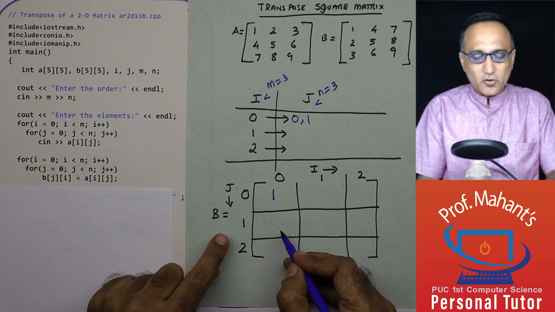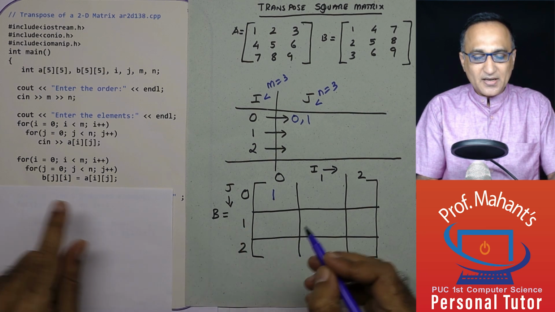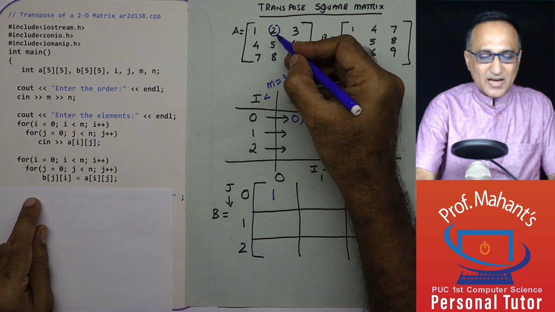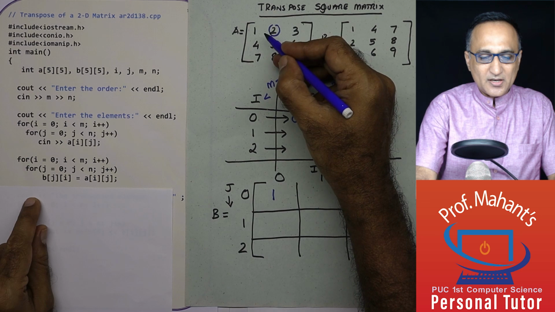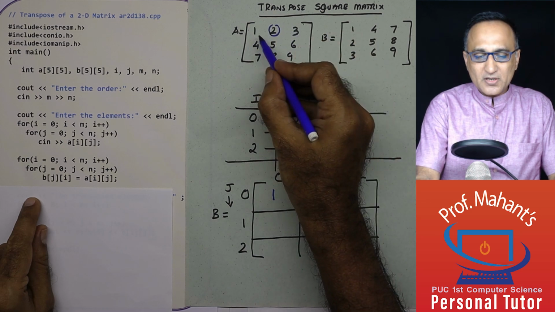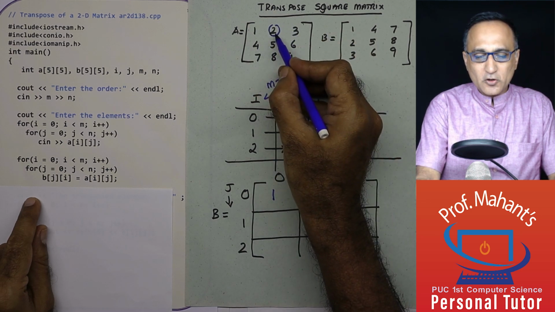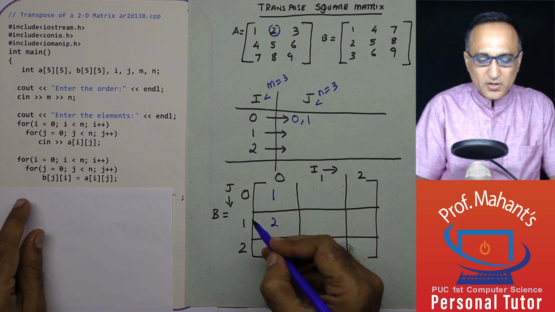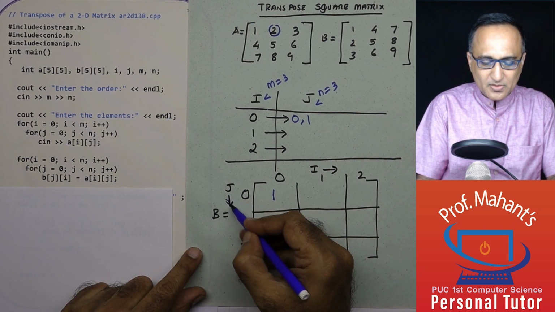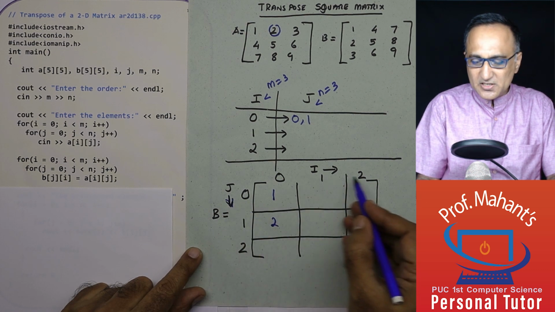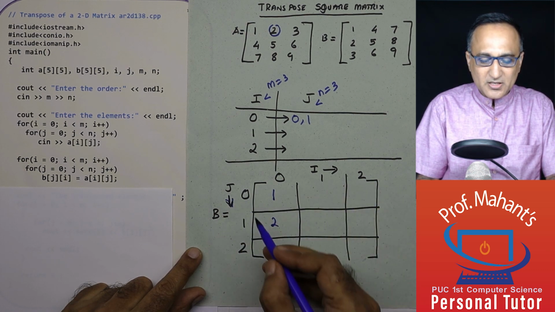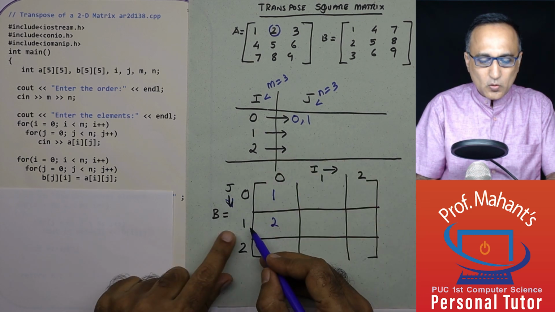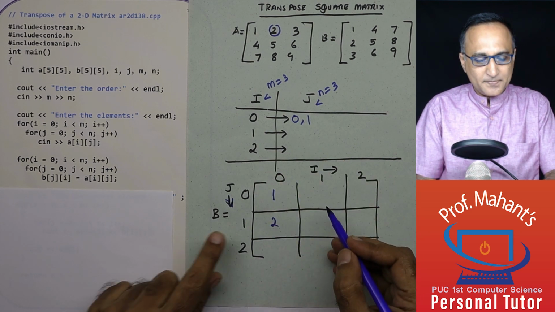This fellow is going to contain A of Ij. A of Ij is this particular fellow because I is 0, J is 1. So first row, 0th row, first column is going to be this fellow. So this fellow is going to come. So look at the value here. This is representing J, this is representing I in the matrix. So when J is 1 and I is 0, 1, 0 is going to be this fellow.